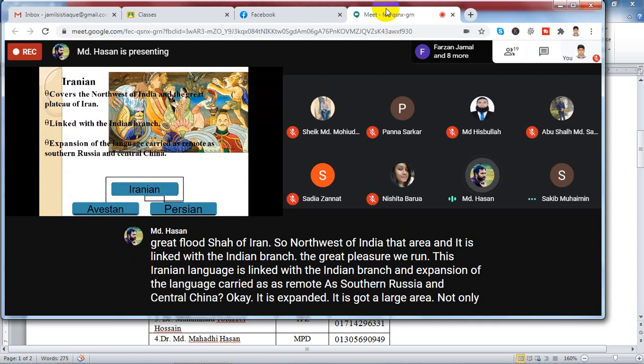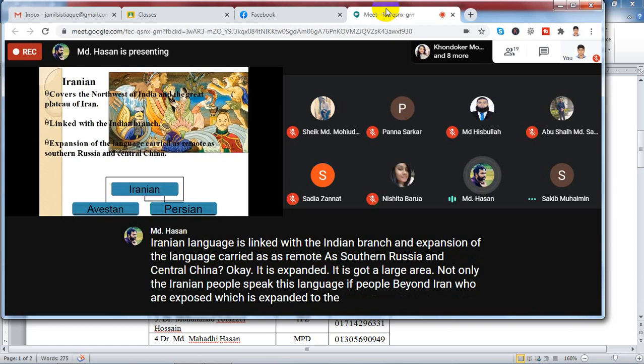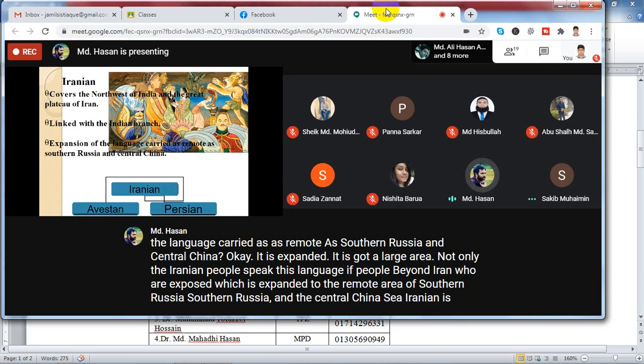Not only the Iranian people speak this language, people beyond Iran do too, expanded to the remote areas of southern Russia and central China. See, Iranian is divided into two, Avestan and Persian.